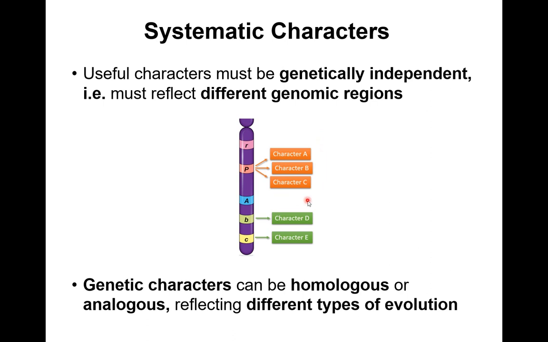This character will always be connected with each other. So what a systematist wants to focus on is as many characters as possible that are caused by different genes, because all of these genes are subject to different pressures from evolution and might change differently in different organisms. Now, these characters, depending on the mechanism of evolution that leads to them, can be referred to as homologous or analogous. We'll see in a second.